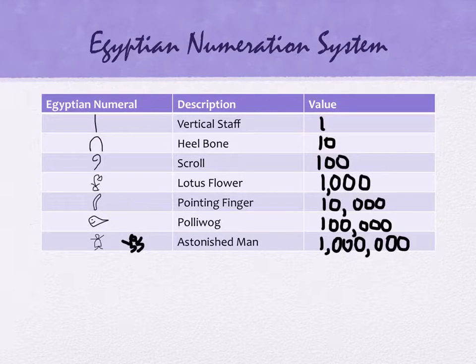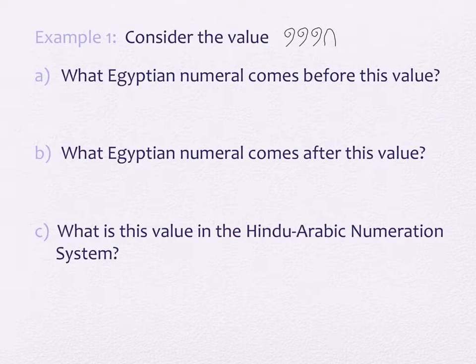All right, their system is very simple in the sense that to get a number multiple times, like if you want 5,000, you draw 5 of the 1,000 symbol. So let's take a look. This one right here, we're going to go from their system back into ours. That's part C. First it asks what comes before this in their system. Let's do this one at a time.